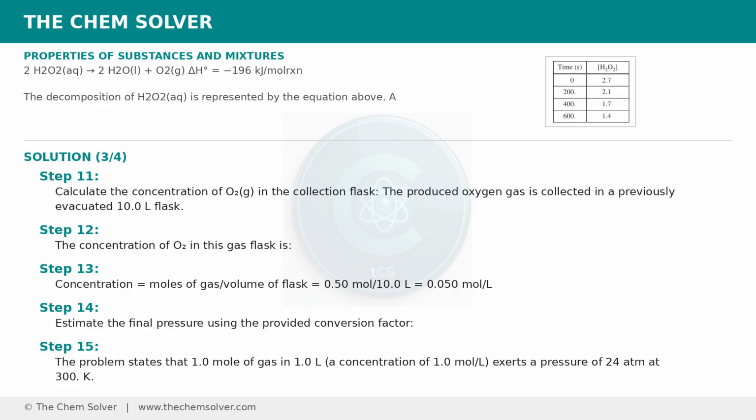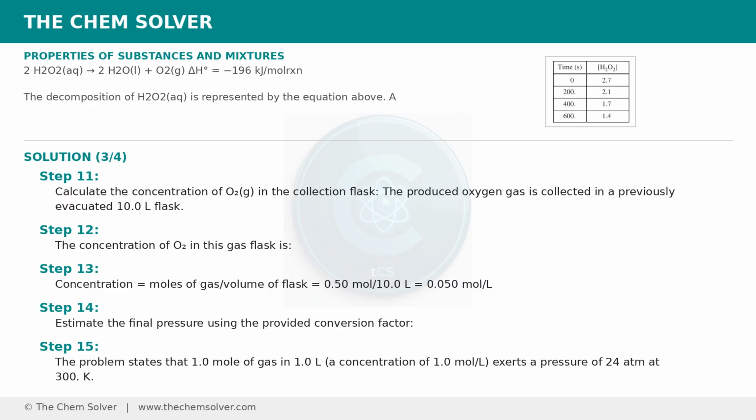Calculate the concentration of O2 in the collection flask. The produced oxygen gas is collected in a previously evacuated 10.0 liter flask. The concentration of O2 in this gas flask is concentration equals moles of gas over volume of flask, which equals 0.50 moles over 10.0 liters, equals 0.050 moles per liter.